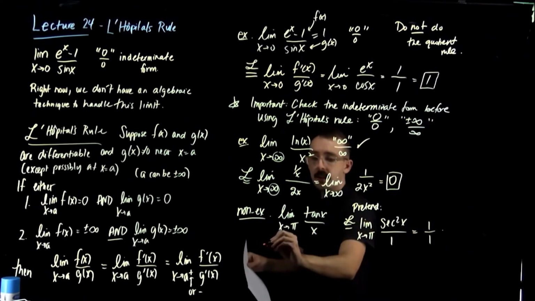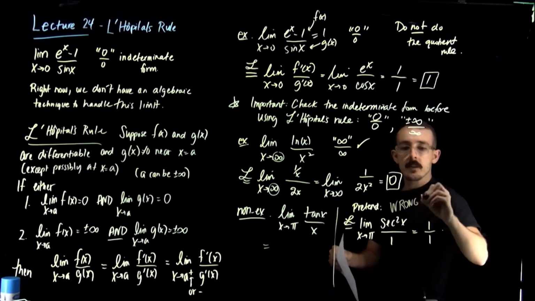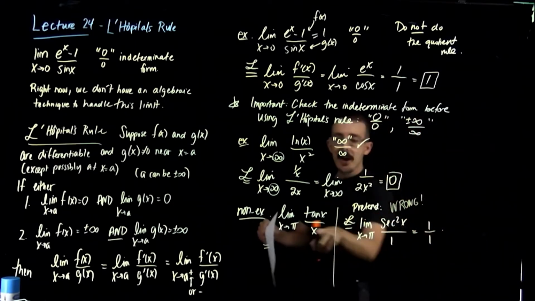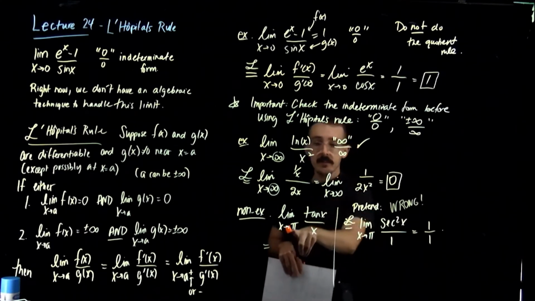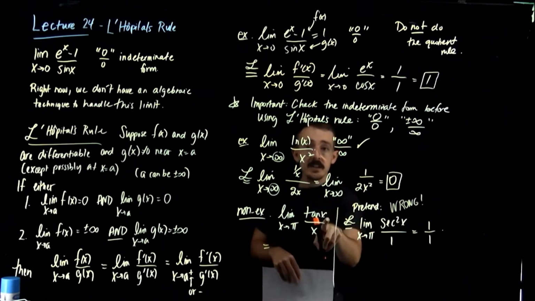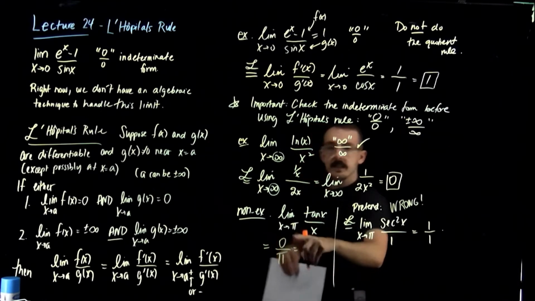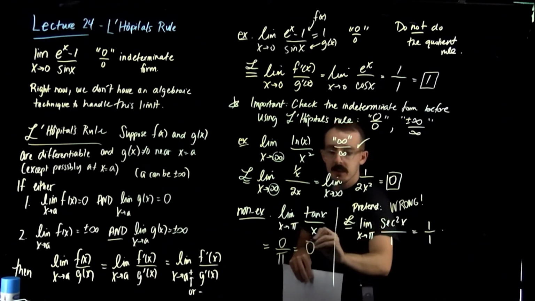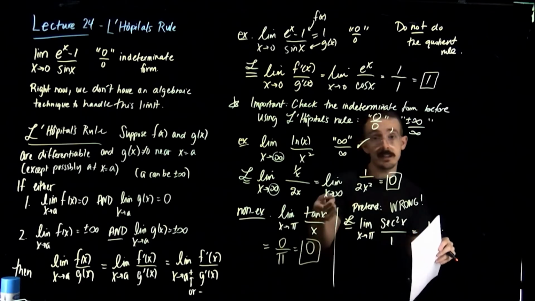So if you go back over here, let me say that this is wrong. Aggressively wrong, just caps. Here, if you had checked first and just tried to plug in pi, tangent of pi is 0, and you get 0 over pi. 0 over a number besides 0 is just 0. So the actual limit is supposed to be 0, and you would have got it if you just plugged it in and checked first to make sure you could use L'Hopital's rule.